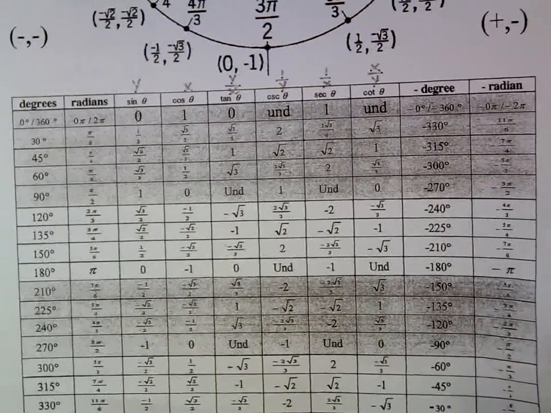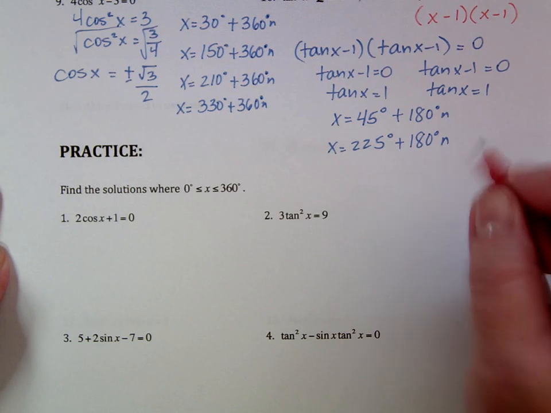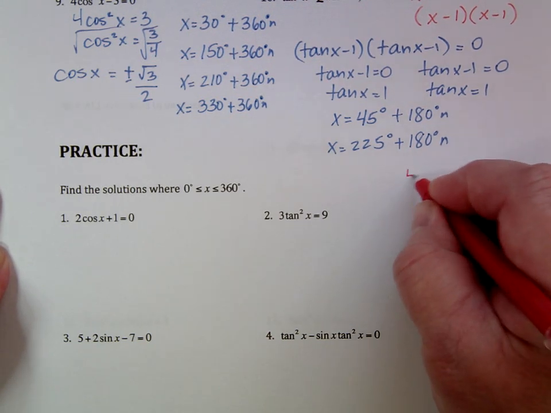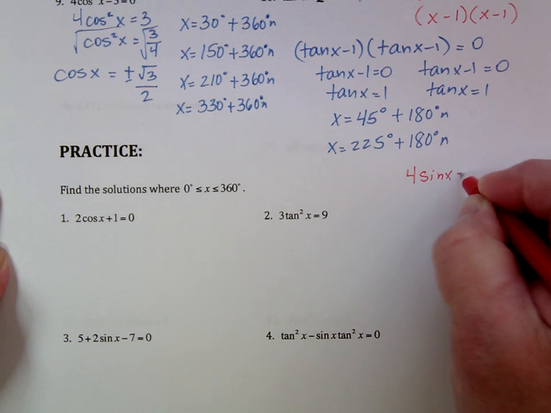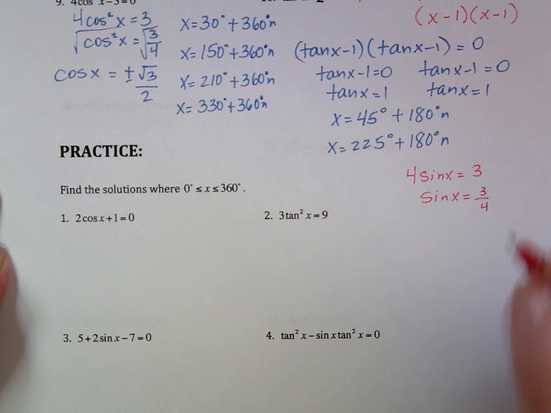But just for fun, just for kicks and giggles, let me tell you this. And this, just so you know, and why you learned this stuff earlier. Say we had something like this. Say we had 4 sine of x equals 3. And I went and solved that. Sine of x equals 3/4. And you go, well, wait a minute, Wenner, that's not on the chart. And I say, yep, I know, it's not on the chart.